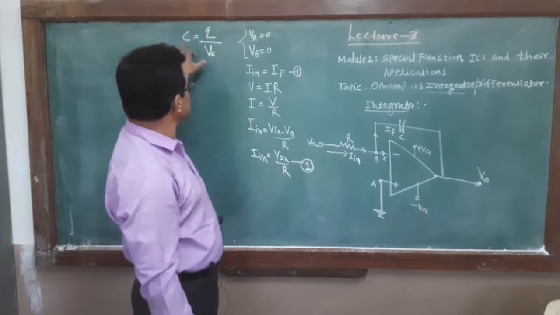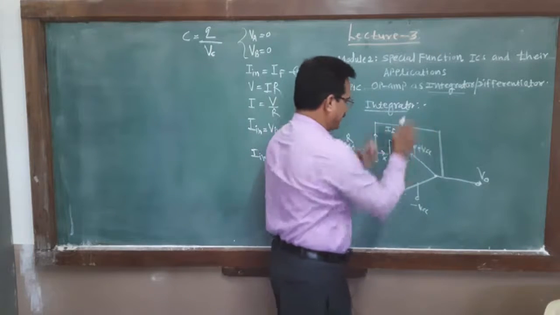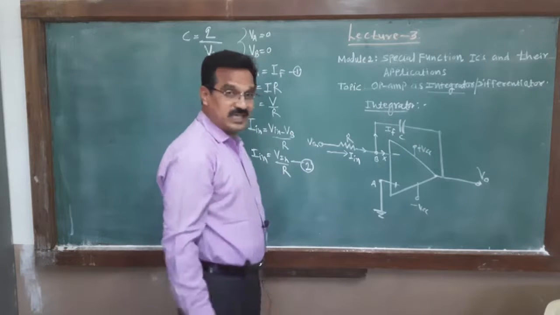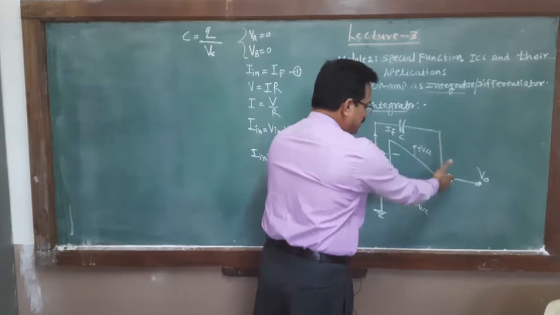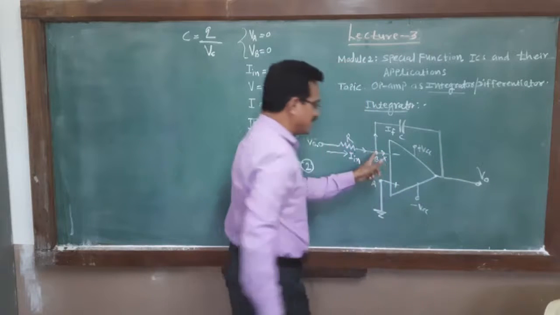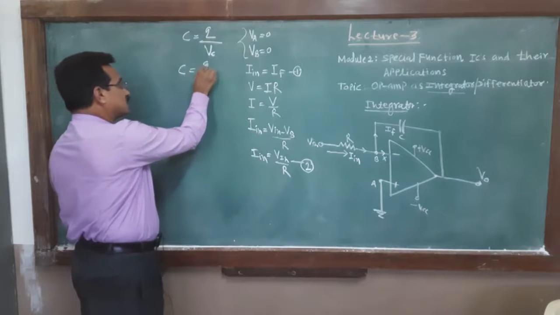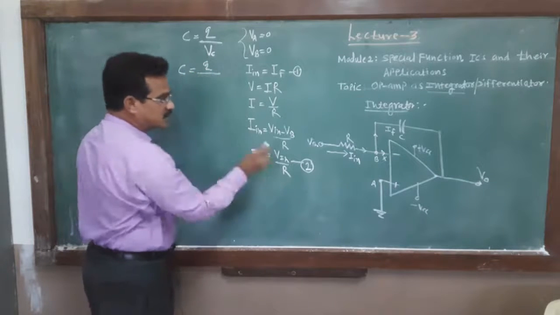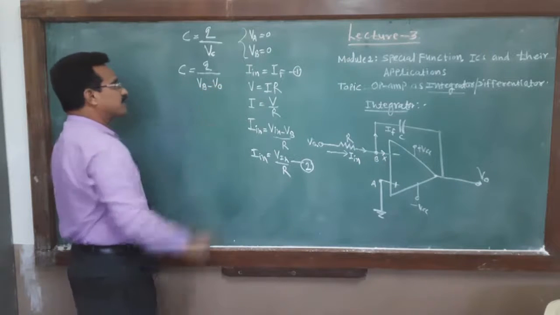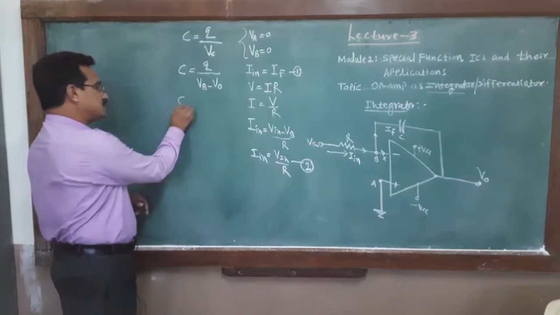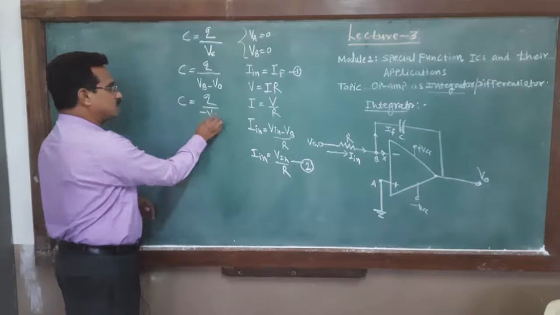Then when we consider this, C is equal to Q upon V, meaning the voltage across the capacitor. And how will you find the voltage across the capacitor? The voltage across the capacitor is nothing but the voltage between these two points. Here is V0, here is VB. So C is equal to Q divided by VC, which is VB minus V0. But VB is 0, so C is equal to Q divided by minus V0.